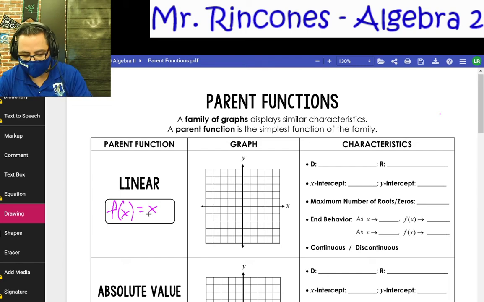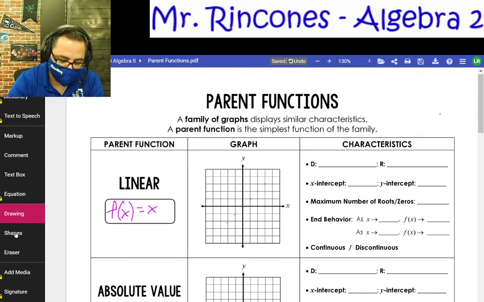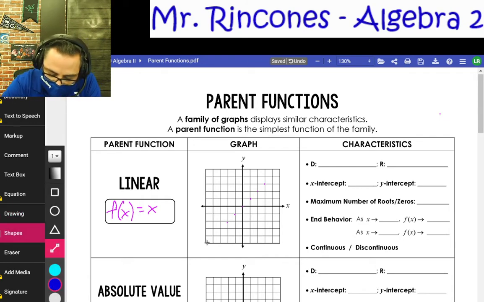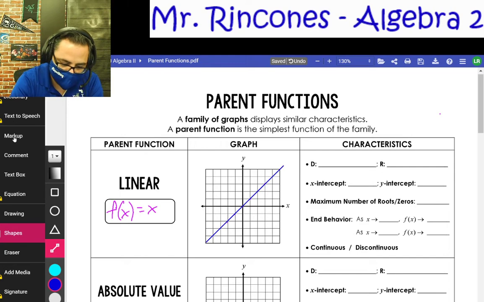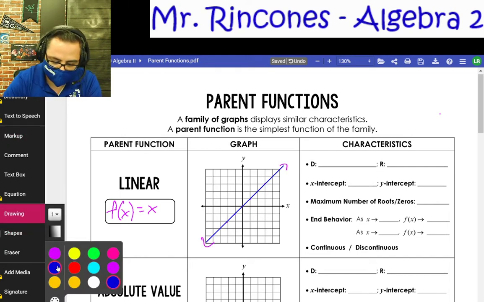What is the domain and the range for this particular graph? Well, let's graph it. F of x is equal to x simply looks something like this, right? Whatever x is, y is the same thing. So the graph is going to look like so. Change that to blue.